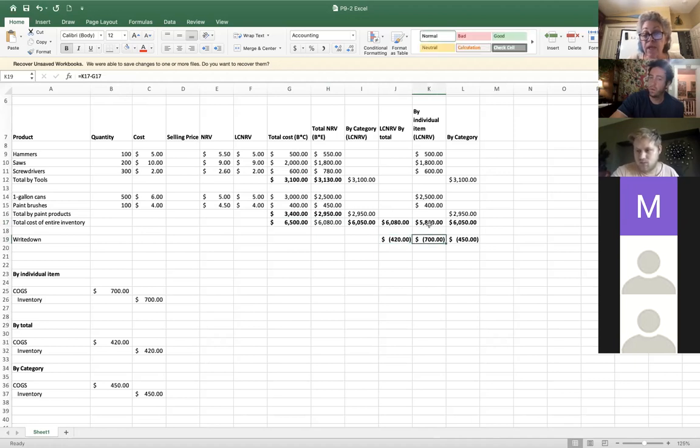The 700 came from comparing the 5800 to the 6500. This is LCNRV by individual item, and I see that I've got a write down of 700, the difference between the 65 and the 58. Okay. Maya, does that explain it? You're welcome. Okay, so that was done through chat.